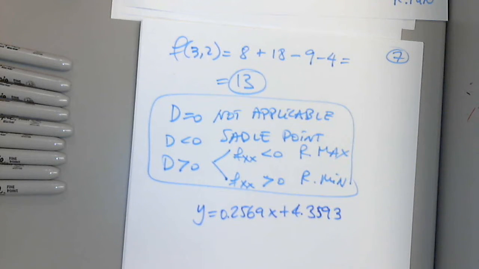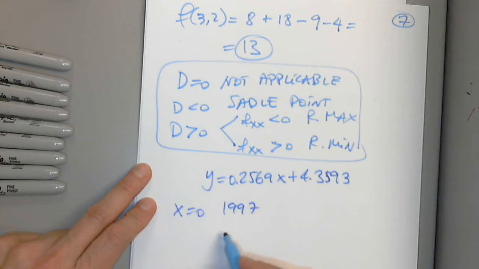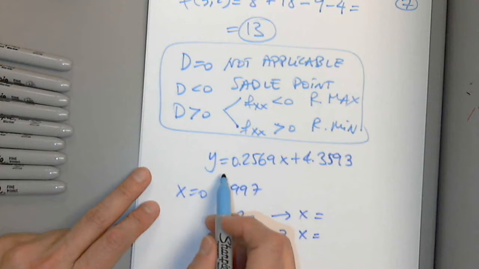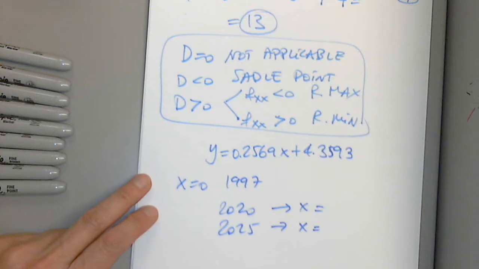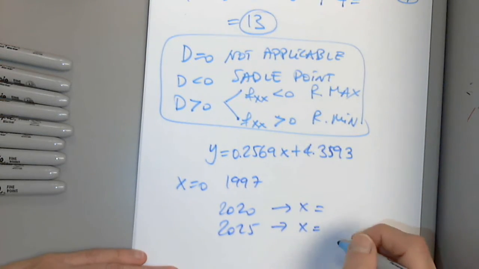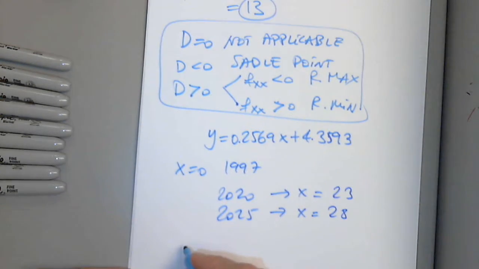And now we are asked to use the regression line to predict the minimum hourly wage in 2020, knowing that x equals 0 represents 1997, so we are interested in 2020 and 2025. So I have to identify x for both and then plug it in this function. 1997 to 2020 is 23. Okay. And then 28. Perfect. So then plug it in for 23 and plug it in for 28.